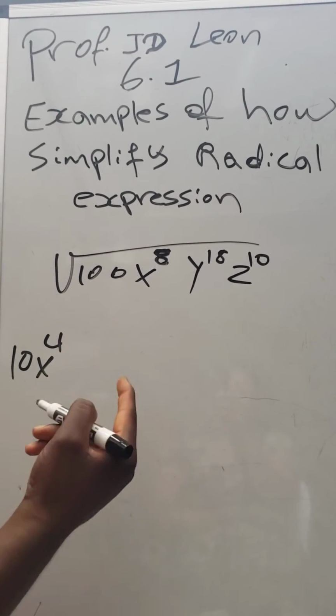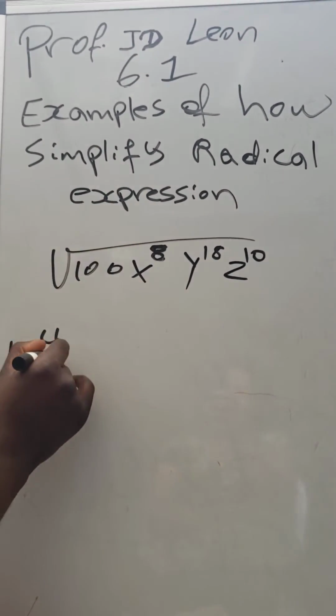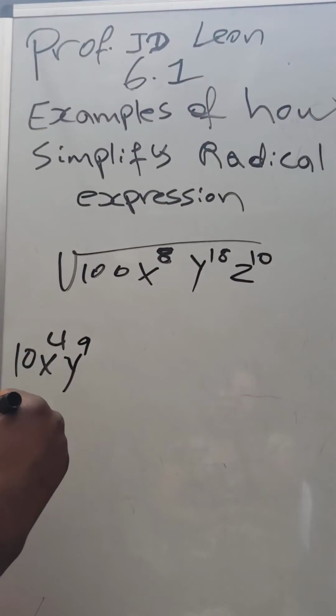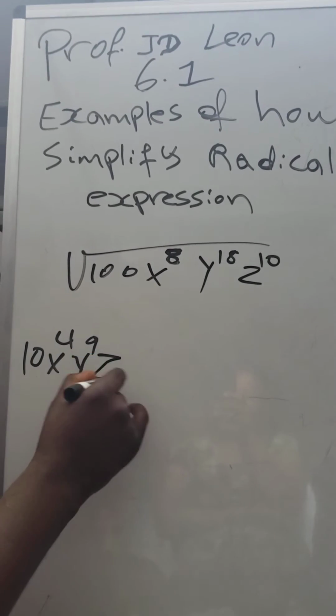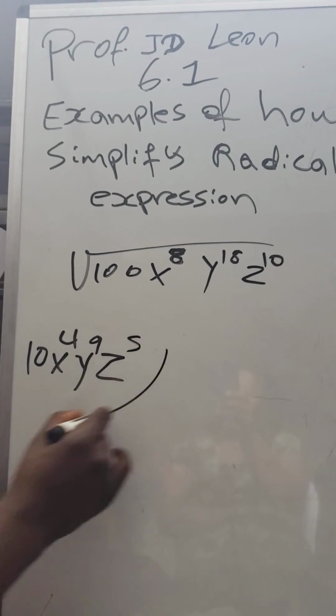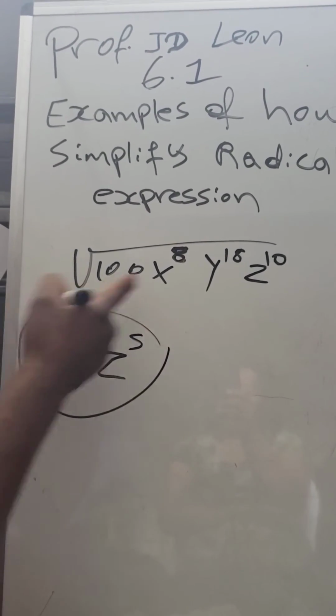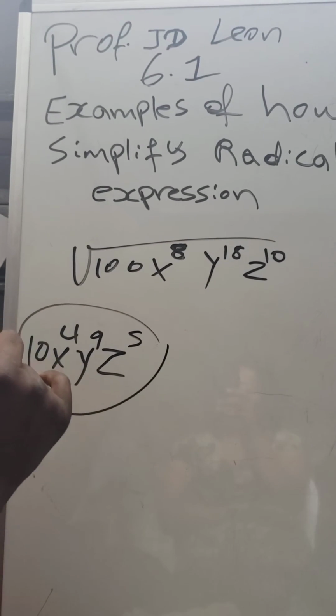And then for the 18, that would be 9 pairs. So y to the 9th comes out. And for the z, that's 5 pairs. So z to the 5th power. And that would be your final answer because nothing stays in there. Everything comes out.